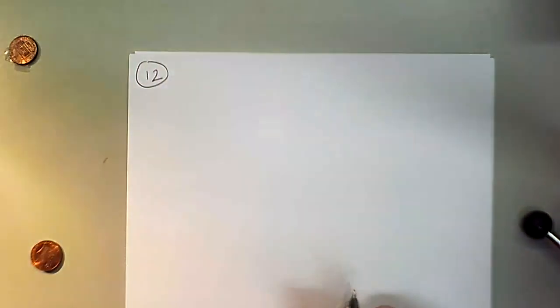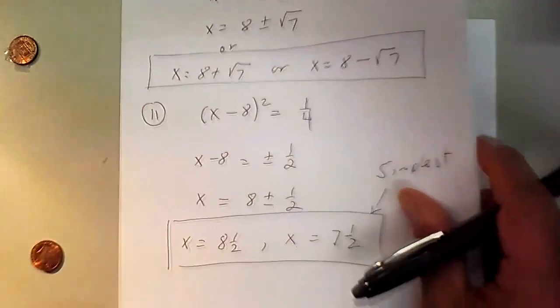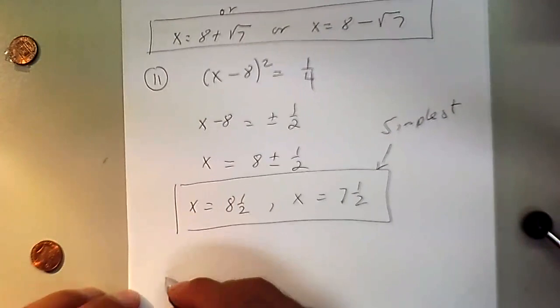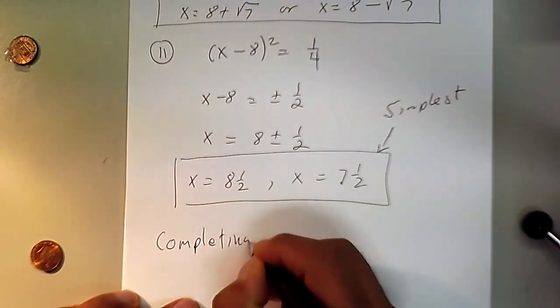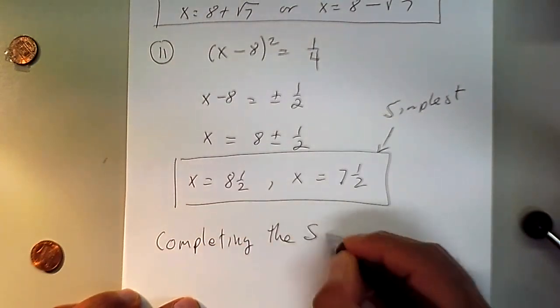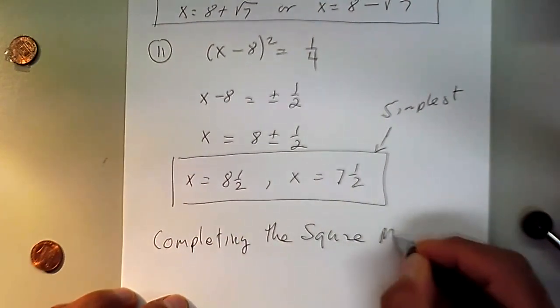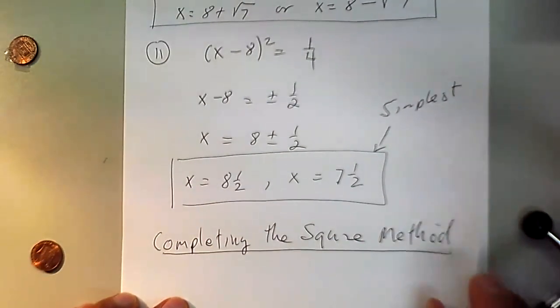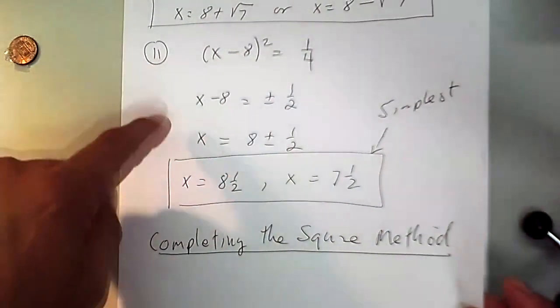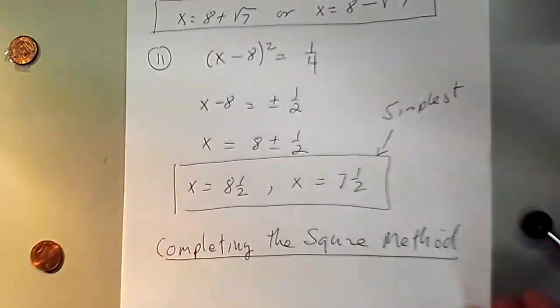Oh, and I forgot to put a heading to this. I guess I can put it here. Next, we're going to do the completing the square method, which uses the square root method.